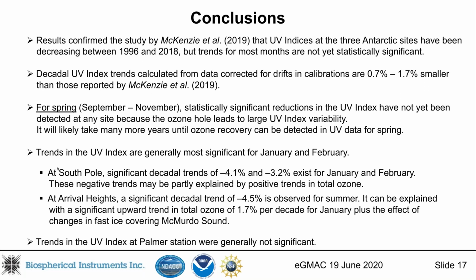And at Arrival Heights, a significant decadal trend of -4.5% is observed for summer. It can be explained with a significant upward trend in total ozone of 1.7% per decade for January, plus the effect of changes in fast ice covering McMurdo Sound. And trends in UV index at Palmer Station were generally not significant.